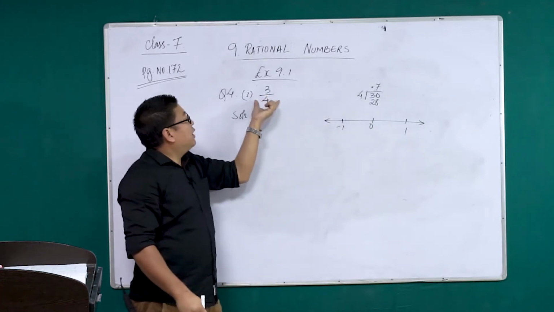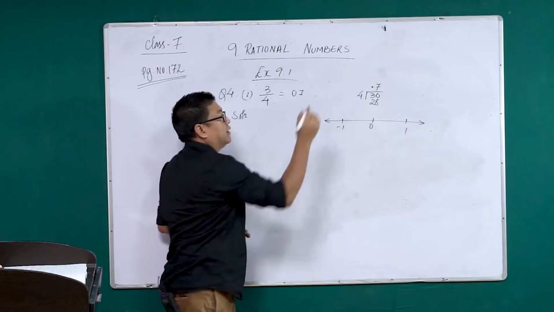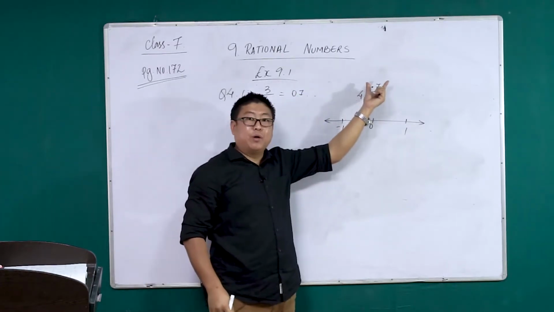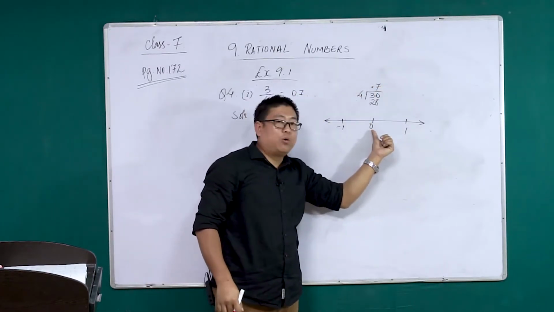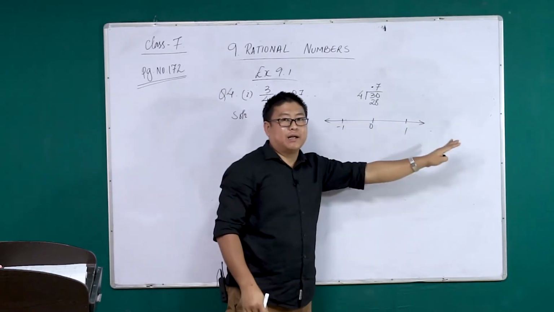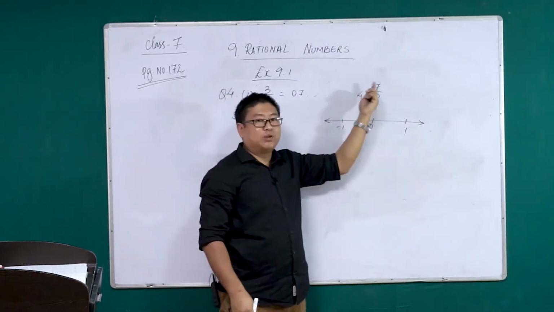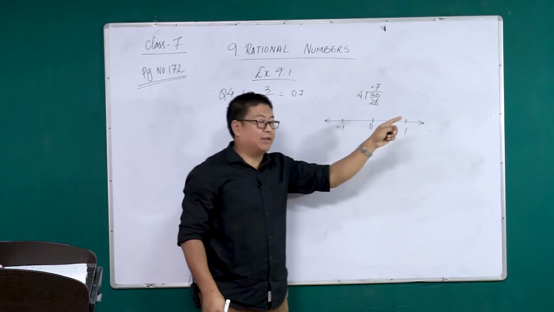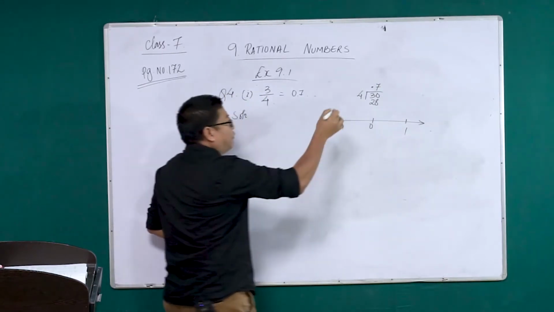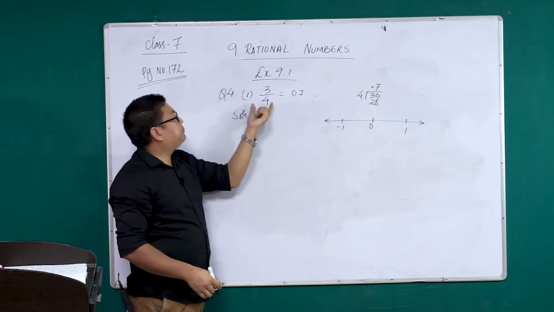Now when you want to plot this, the value equals 0.7 something. Now 0.7 we know lies between 0 and 1. Since this is plus, it will lie on the right side. If it is minus, it will lie on the left side. But here we have a positive number, 0.7, okay? So before we go on, there is also another method.